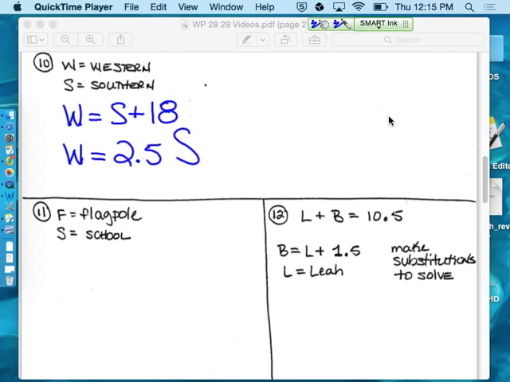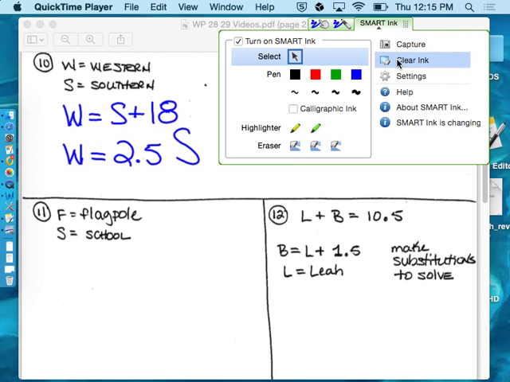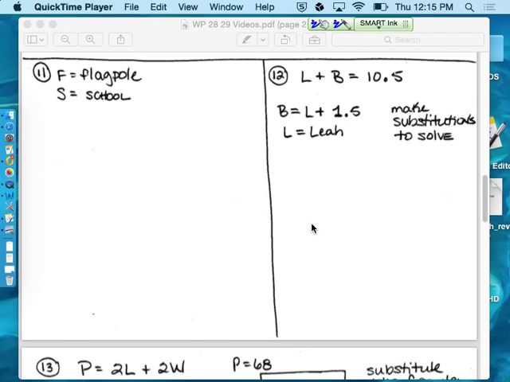So this allows me to take that logic where I set Western equal to itself, make my substitutions, and solve for both variables. And I know that you're all capable of doing that with all the modeling that we've done in class. Okay, let's move on and look at 11 and 12.